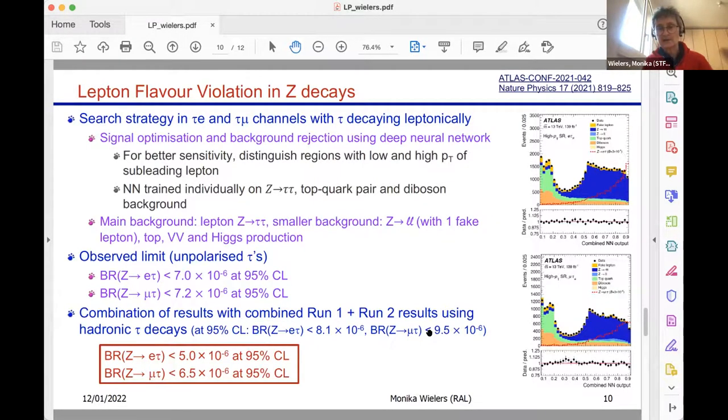So now we can take those two measurements, or three measurements if you like, and just do the overall combination of the results. Our branching ratio limit for Z decaying to electron tau is below 5 times 10 to the minus 6, and in the muon tau decay, it is 6.5 times 10 to the minus 6. These are now really our world best limits.